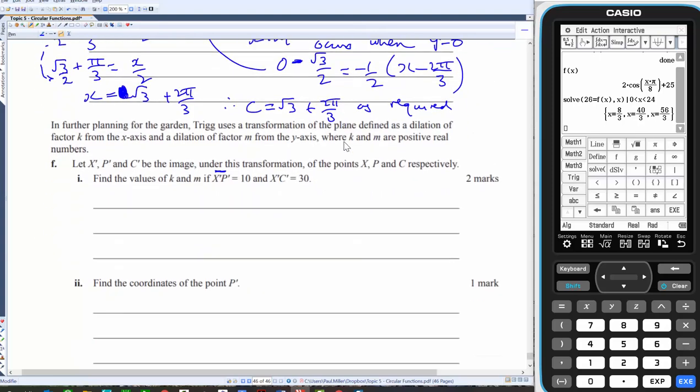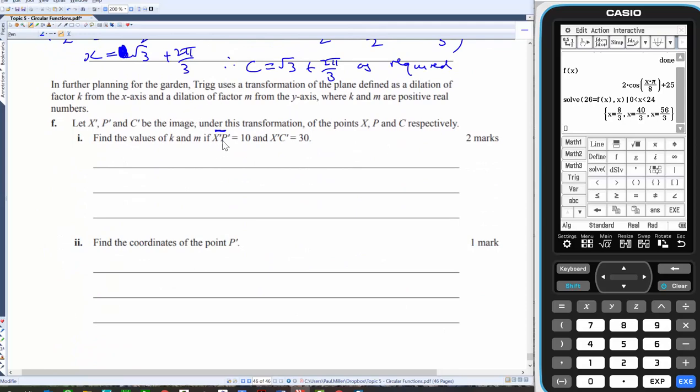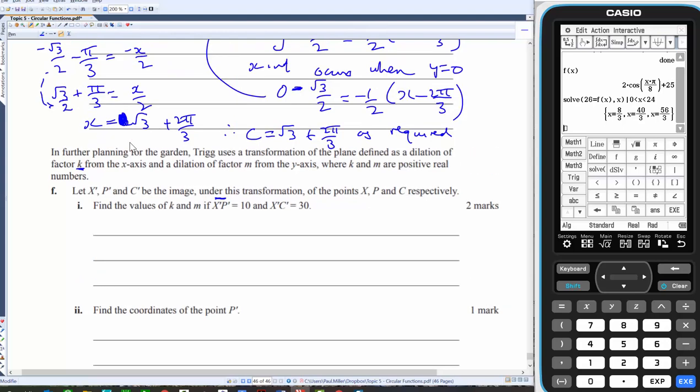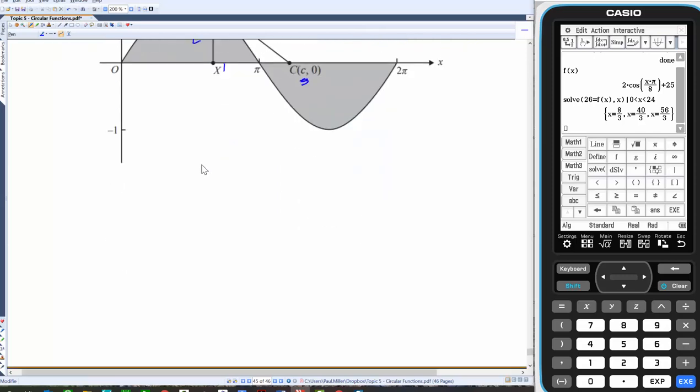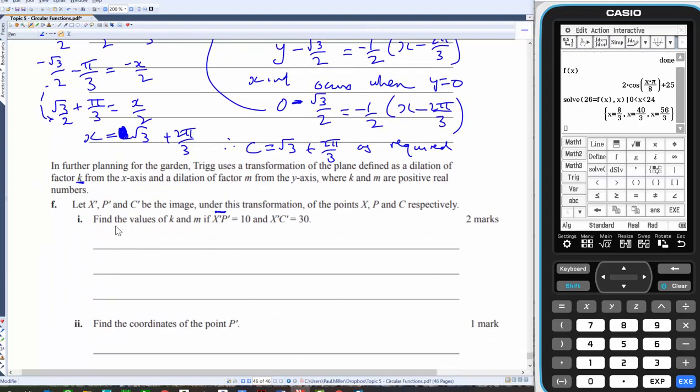Now let's go back down here and see what we're doing. So I know that in this case I've got dilation k from the x-axis. I'm going to have to scroll here a bit, girls, my apologies. So this y value, root 3 on 2, gets multiplied by this dilation factor k, and we need it to equal 10, i.e. this is basically saying what would root 3 on 2 be dilated by to make the length of the new line after the transformation equal to 10.